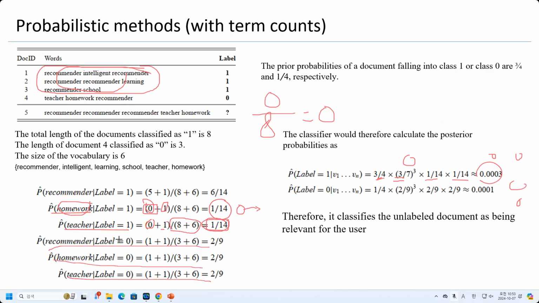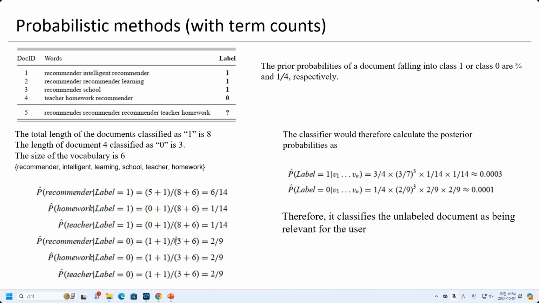In this case, the word recommender is 1, the word homework is 1, and the word teacher is 1. So we have the value of this one. And if you can see this one, there are 3 in length. So the length is 3 plus 6, the number of vocabulary.